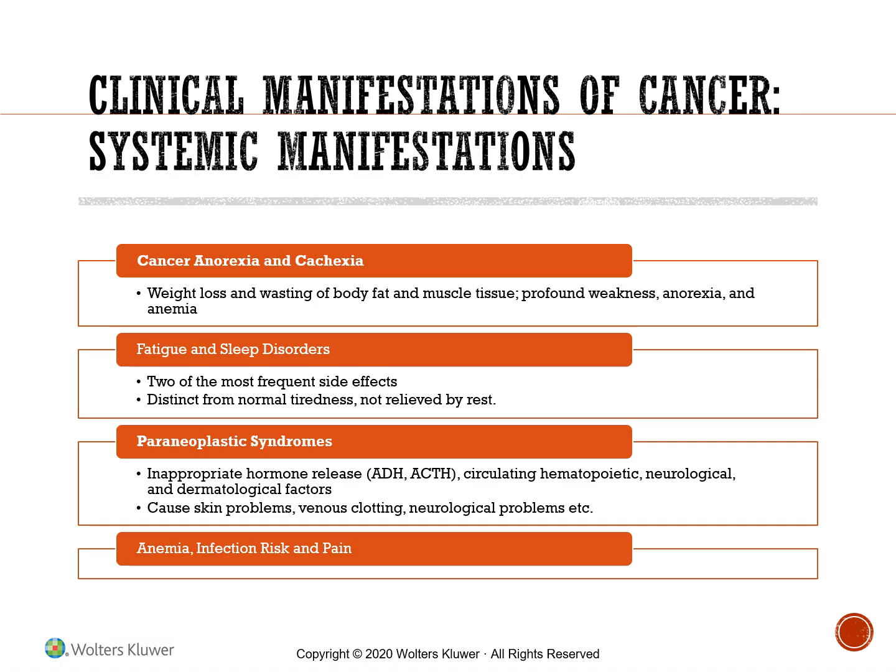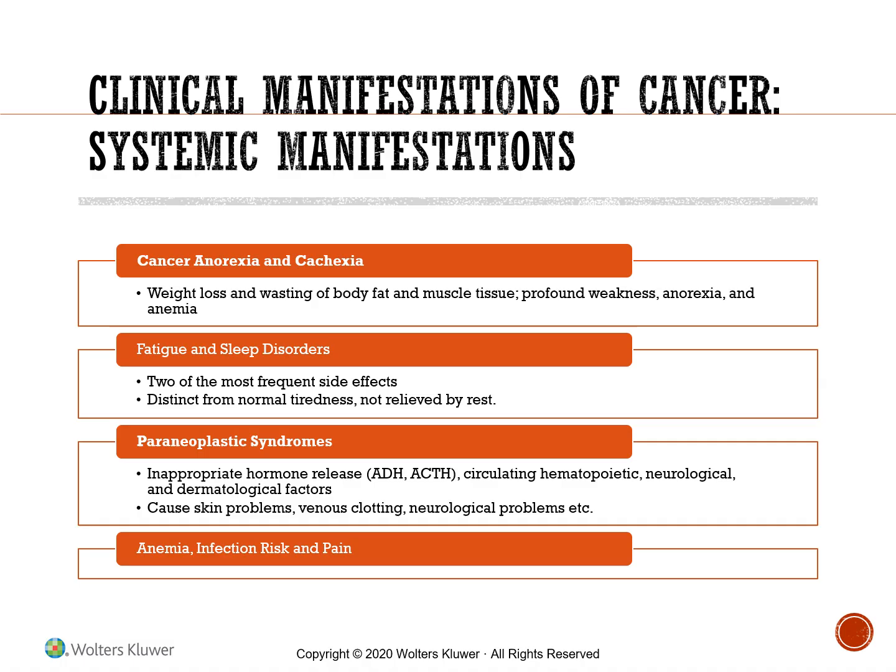Another systemic manifestation is what we call paraneoplastic syndrome. A lot of tumors will secrete inappropriate hormones. So one of them is antidiuretic hormone, which we'll talk about more when we get to things like fluid and electrolyte balance. ACTH is a stress hormone that's often released directly from those malignant neoplasms.